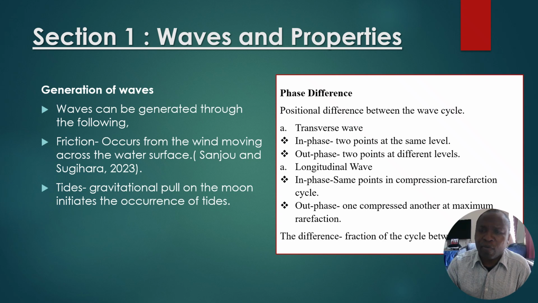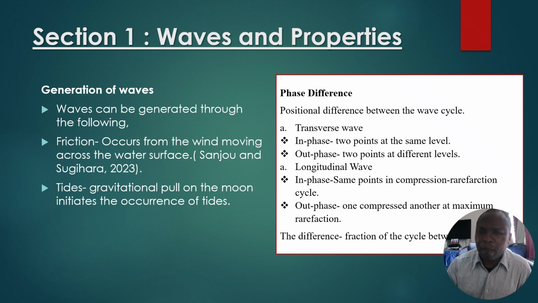Tides also contribute to wave movement. They are caused by the moon's gravity and to a lesser extent the sun's gravity. This gravitational force leads to the regular rising and falling of ocean waters, showing how water interacts with celestial bodies.